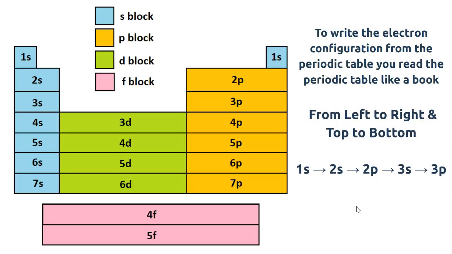So if we follow the blocks, it goes 1s, 2s, 2p, 3s, 3p. So notice I skipped the D block because there is no D block in the first, second, or third row. When we get to the fourth row, then it becomes 4s, 3d, 4p, 5s, 4d, 5p. So you just follow the periodic table like that as if you're reading a book.